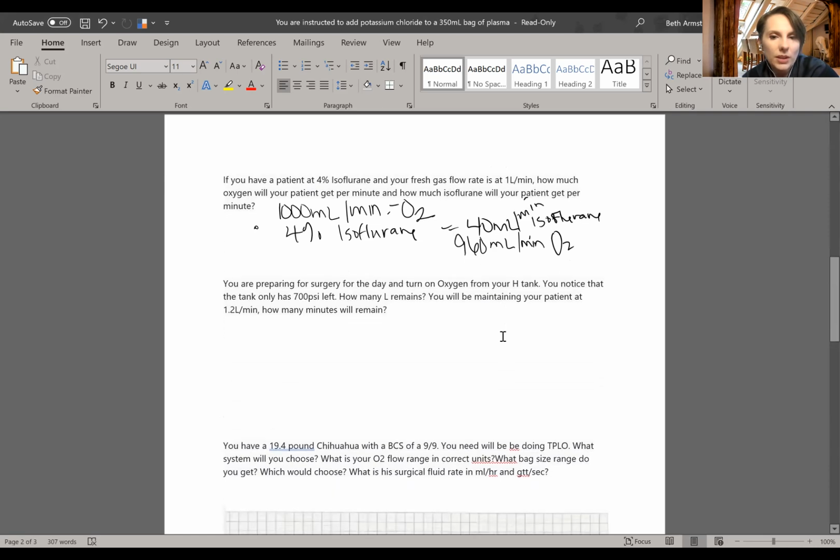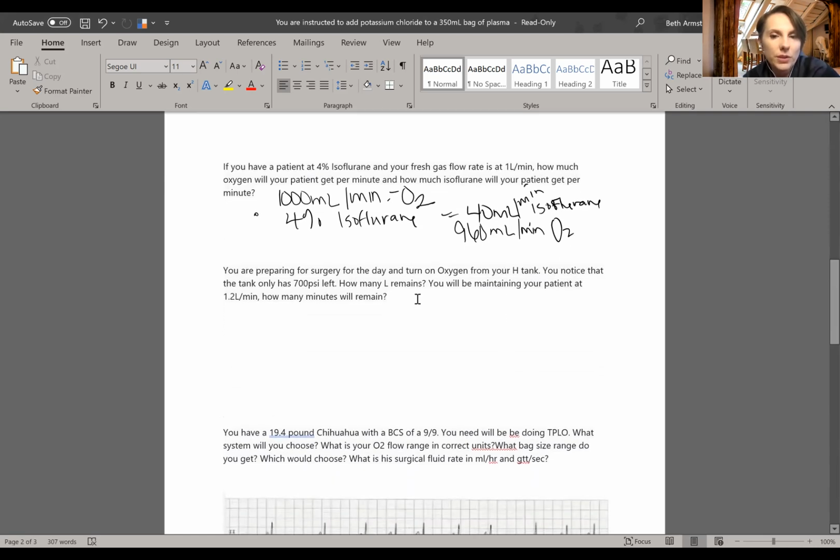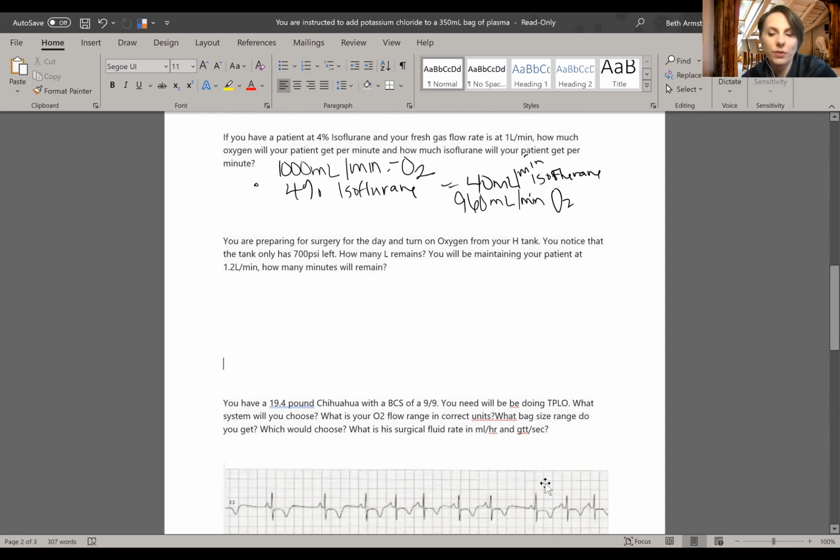Okay, so this one is: you are preparing for surgery for the day, and you turn on your oxygen tank, your H tank, and notice that the tank is only at 700 psi. How many liters remain? You are maintaining your patient at 1.2 liters per minute, and how many minutes are left for that?